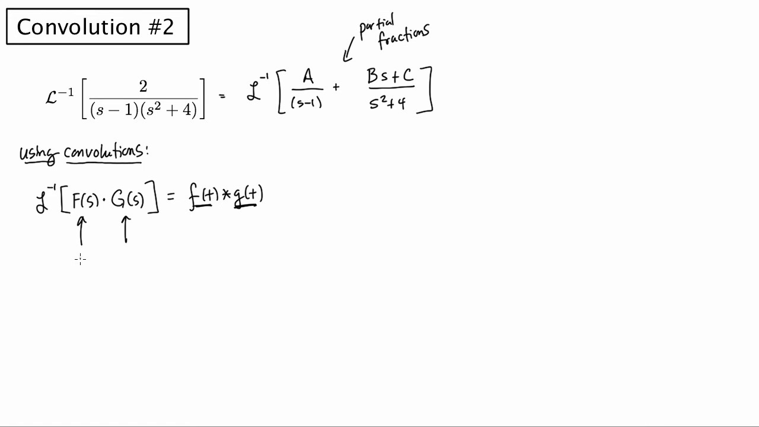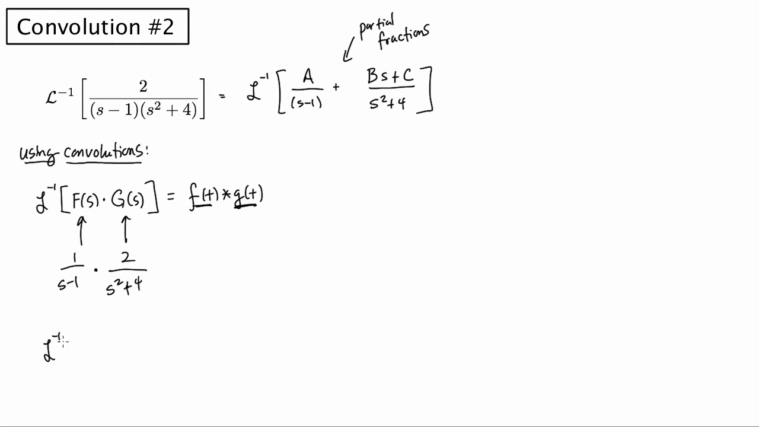So the first one that comes to mind here is s squared plus 4. That's a sine or a cosine potentially, but the 2 here just locks it in. I should look at this one as being 2 over s squared plus 4, in which case f of s would be 1 over s minus 1. Now my reason for doing that is both of these are transforms that I should easily recognize.